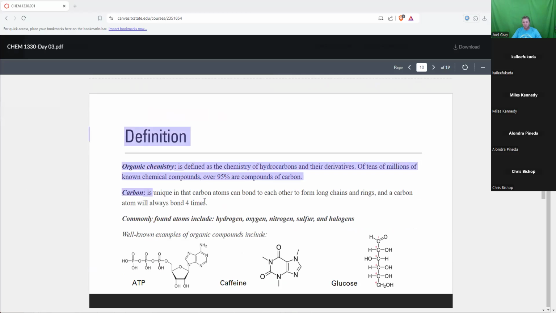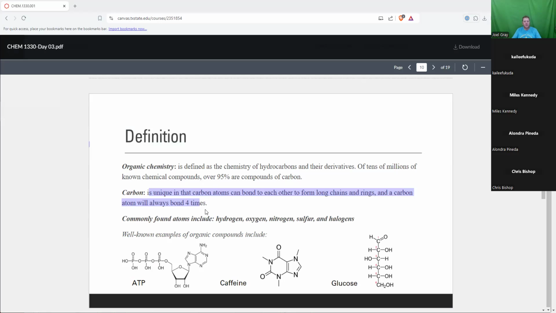Now, carbon is very unique. It likes to form long chains and rings. A carbon atom will always have 4 bonds. Sometimes that's going to be a double bond and 2 single bonds. Well, a double bond counts as 2 bonds, so 2, 3, 4. That's how we get to 4 bonds.